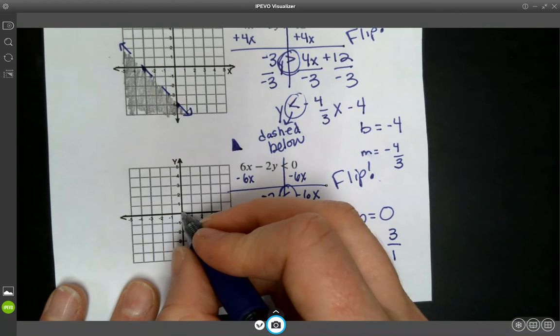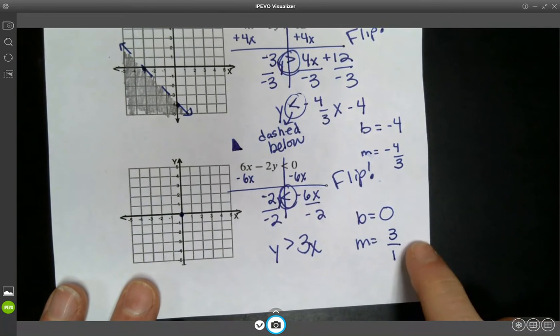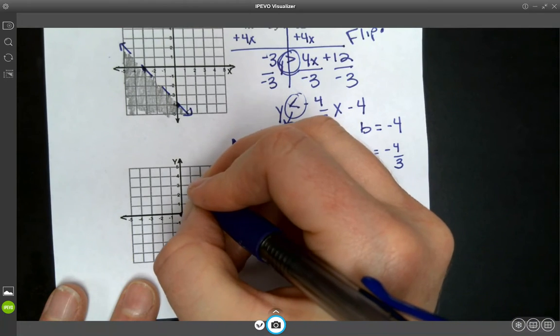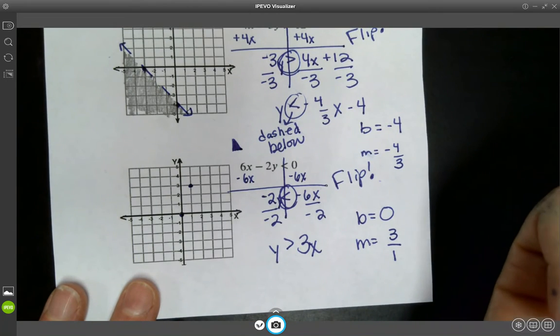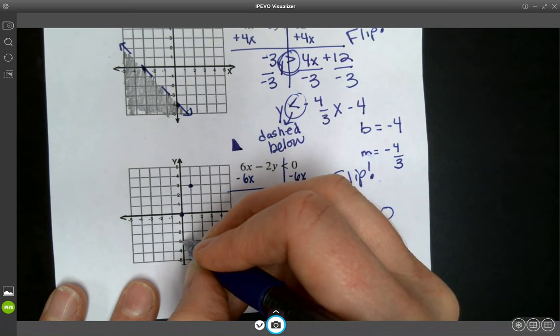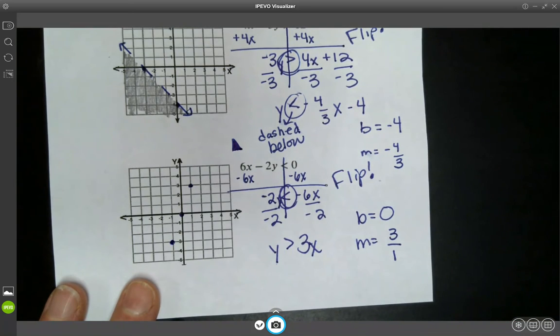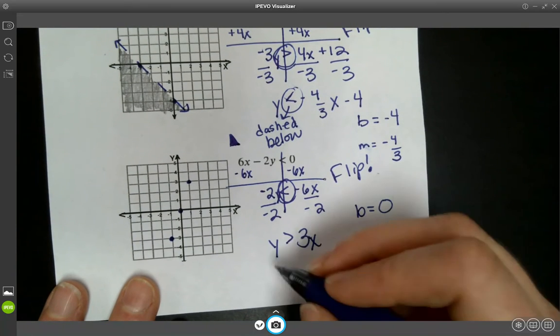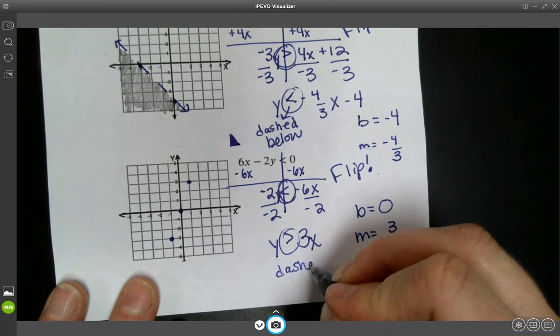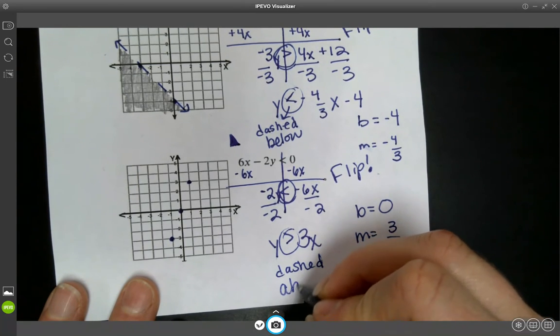So start with 0, your y-intercept, and do your slope, 3 over 1. So it's positive, so that means up and right, up and right. Up 3, right 1. Can't go up again. So do the complete opposite. Down 1, 2, 3, right 1. Yep, this is a greater than. It's dashed. Greater means above.